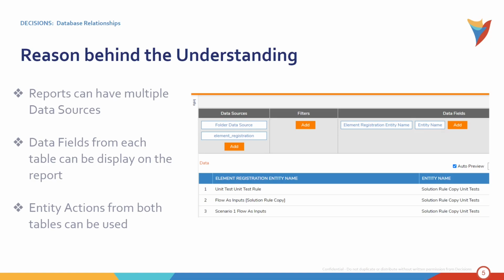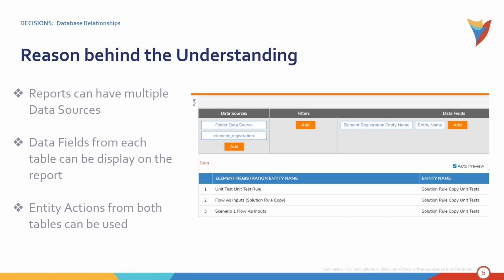So the reports here will have all of the fields with the folder table and the element registration table. In the screenshot here, you'll see that we have the element registration entity name. That's just the name of the designer element. And then on the right, the entity name is just the name of the folder where it resides. So you can see here, we can report over data, choosing data fields from two separate areas of the disparate database tables and display them in a report.